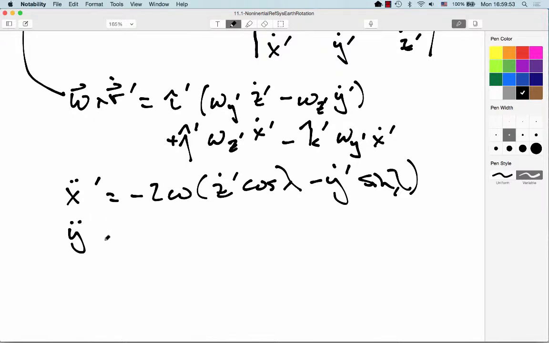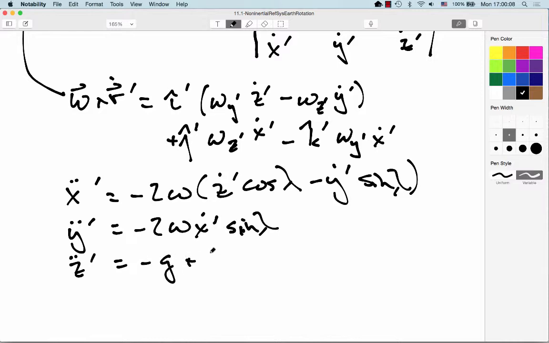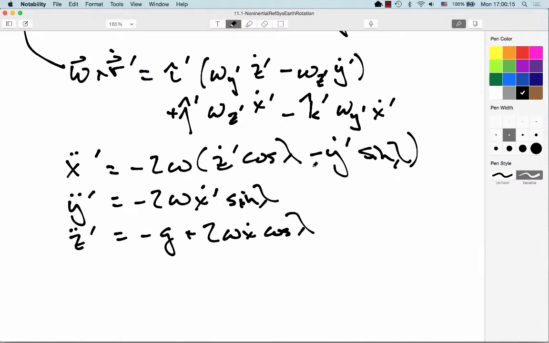y double dot equals minus 2 omega x prime dot sine lambda, and z prime double dot equals minus g plus 2 omega x dot cos lambda. Just so we can keep track of these, I'm going to call this 1, 2, and 3 like that.